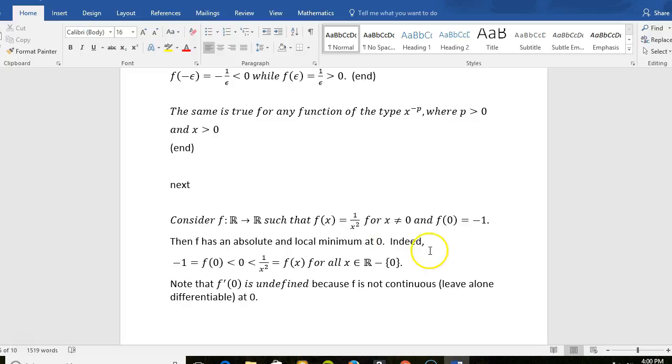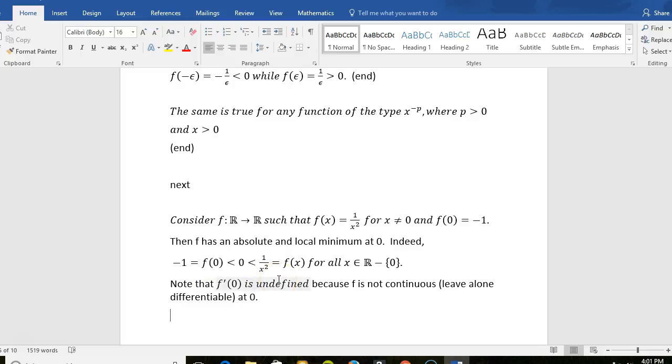Indeed, negative 1 equals f of 0, which is less than 0, which is less than 1 over x squared, which equals f of x for all x in the non-zero reals. However, note that f prime of 0 is undefined because f is not even so much as continuous at x equals 0, let alone differentiable at x equals 0. Far from it.